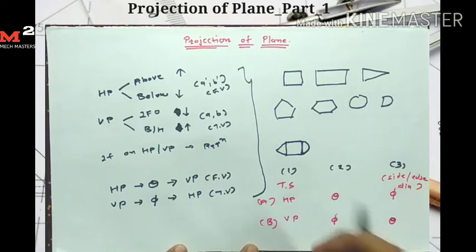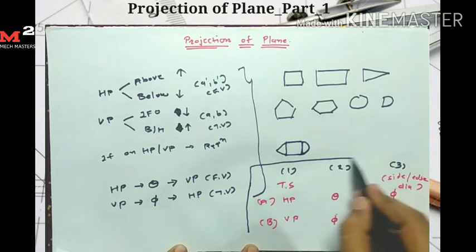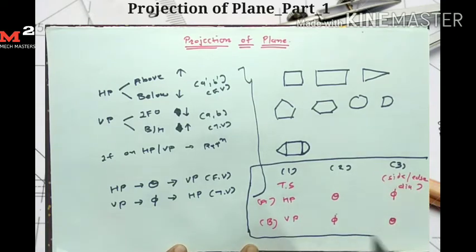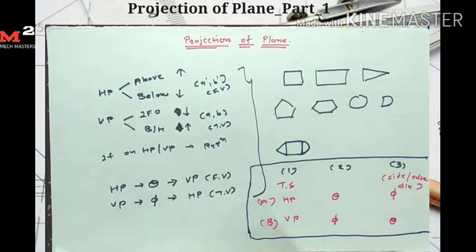These are very important points, so please note them down. Just remember that if the plane is resting on HP, then the second stage is for theta and the third stage is for phi. If the plane is resting on VP, then the second stage is for phi and the third stage is for theta. No need to worry about this because you will understand better when we solve the problem. So just note down this point.